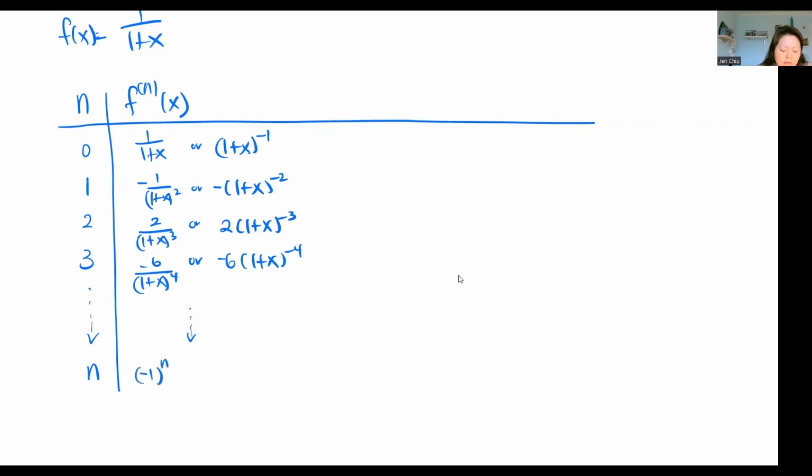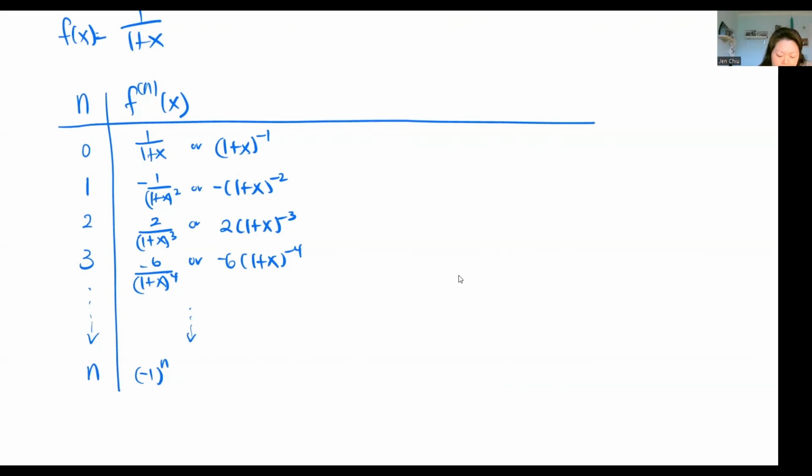If it's to the n, it starts at 0. Negative 1 to the 0 power truly gives me a positive 1. So great, I don't need to change anything. If I want a negative to start, maybe I need to start at n minus 1 or n plus 1. So you have to adjust that power to match your pattern here.